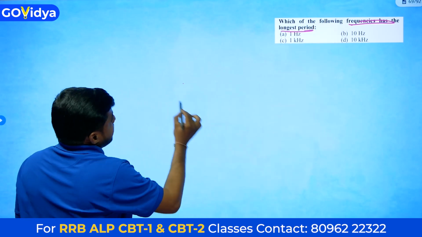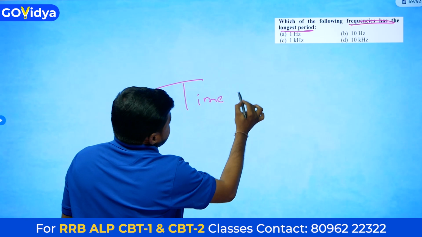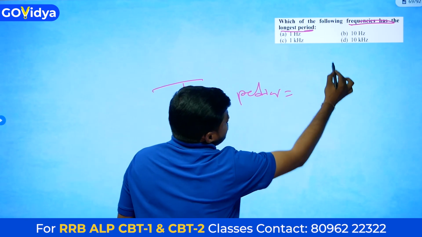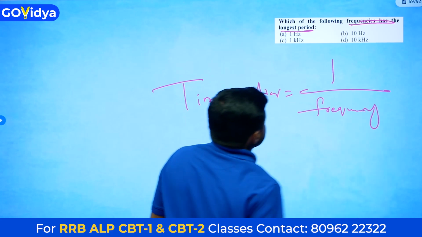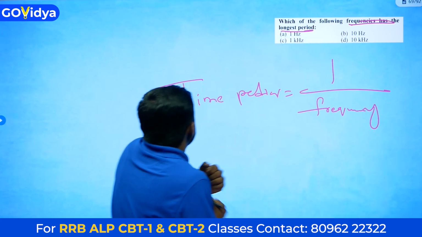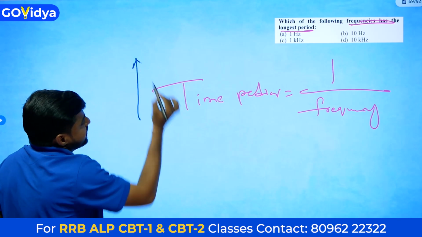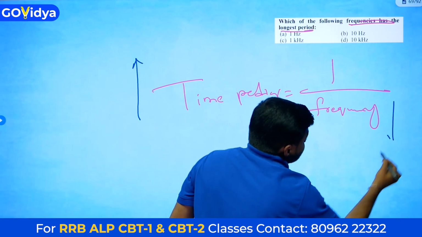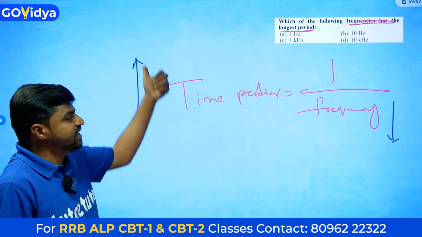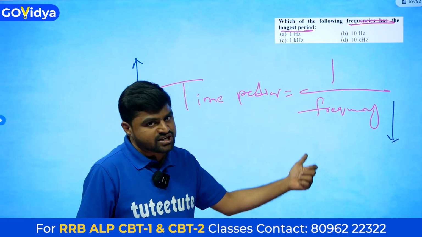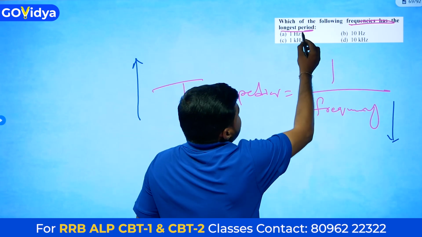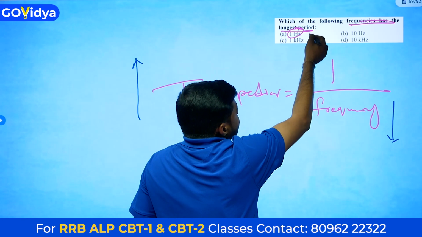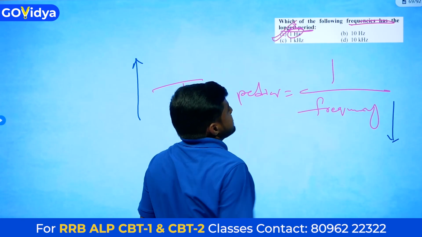Okay, next question. Which of the following frequency has longest time period? What is time period? Time period is equal to 1 by frequency. In the question they are asking for the long period. For the time period to be long, the frequency should be low. If frequency is low, the time period is very high, because they are inversely proportional to each other. From the options, the lowest frequency is 1 Hz. 1 Hz has the highest time period. Option A is the correct answer.